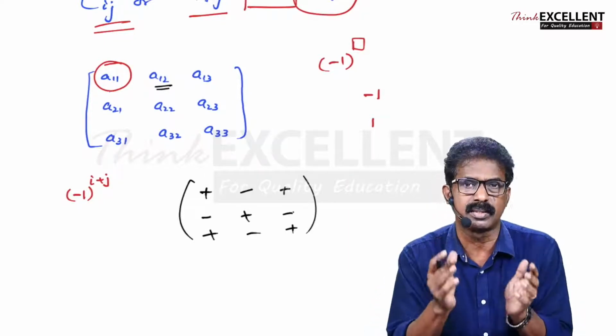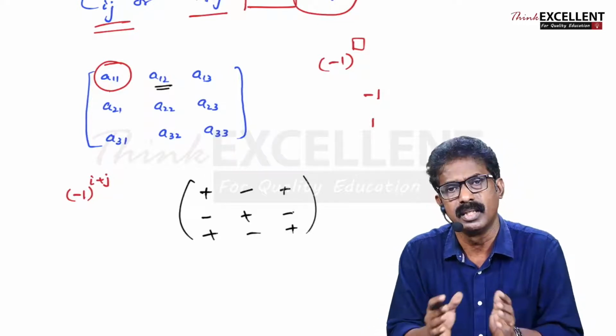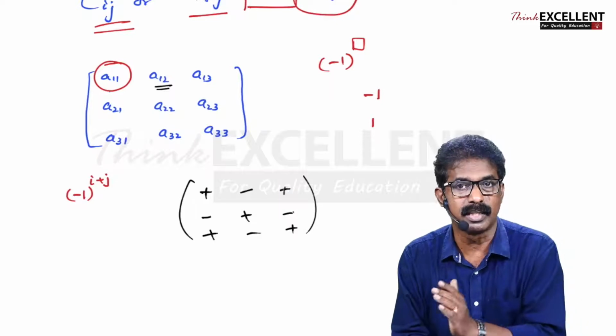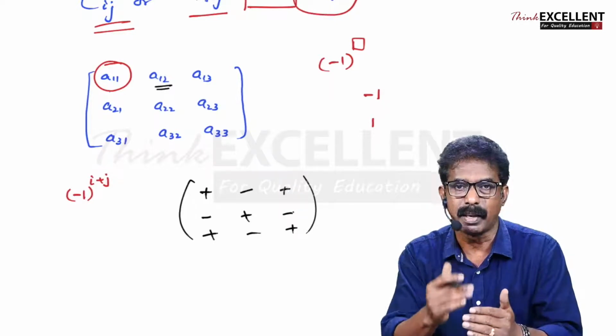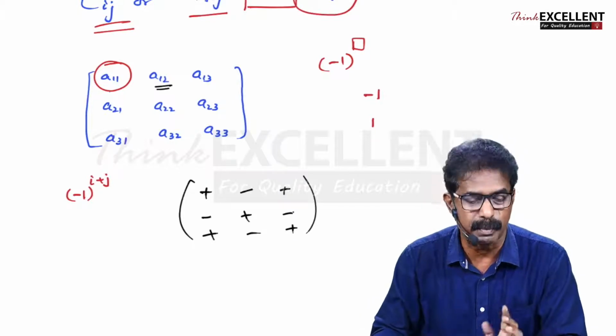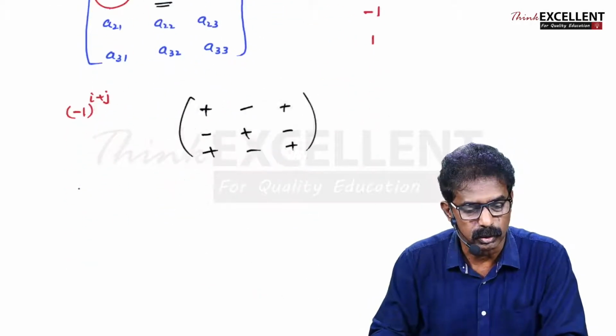The first time you try to understand and learn. But when you go for the examination, if it is 3 by 3, for the signed minor the sign is plus, minus, plus, minus, plus, minus, like that, alternating. Then you write the minor, okay? So hope you understood that one.